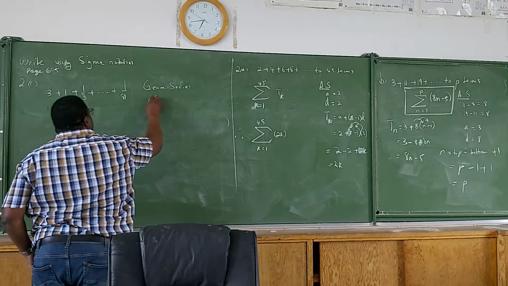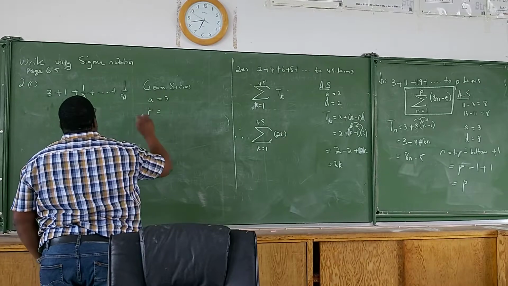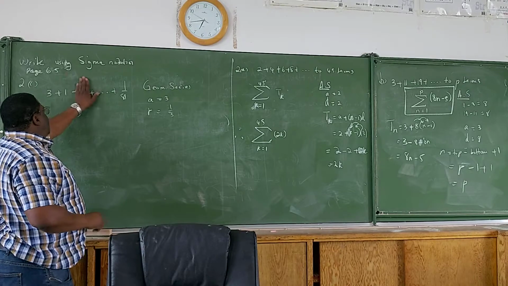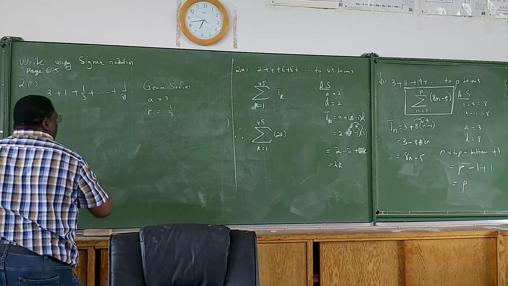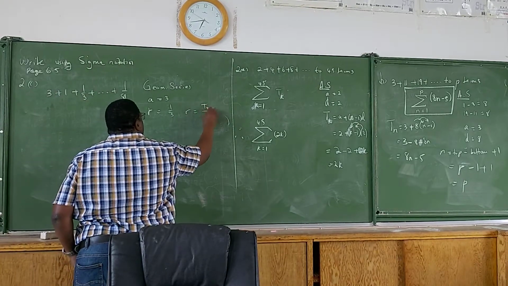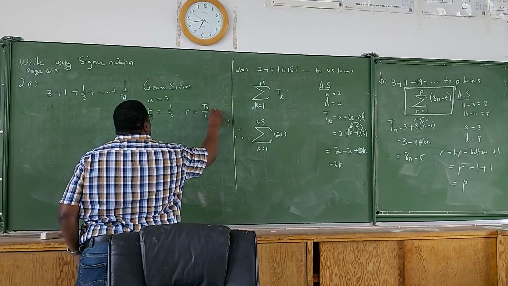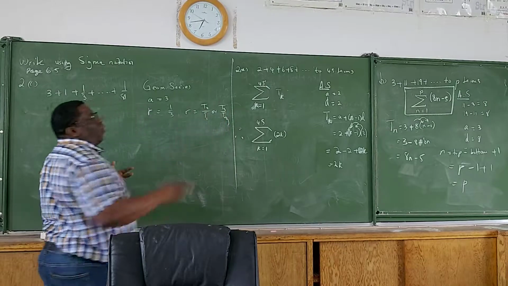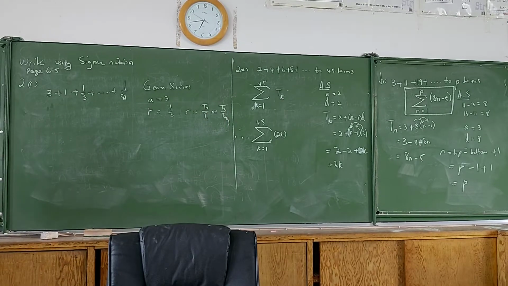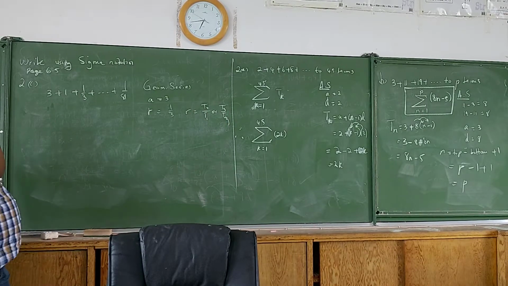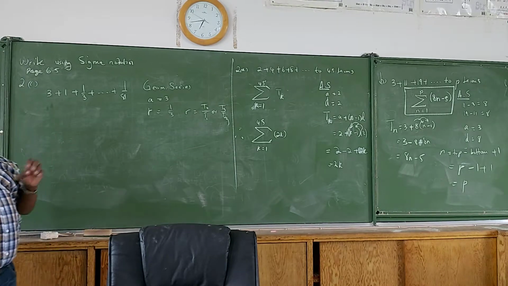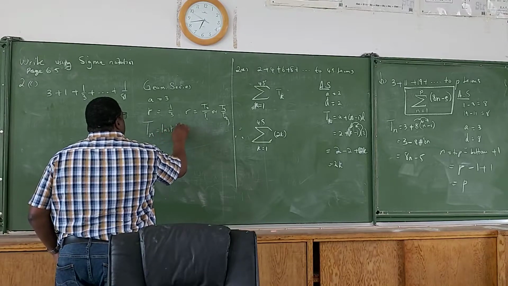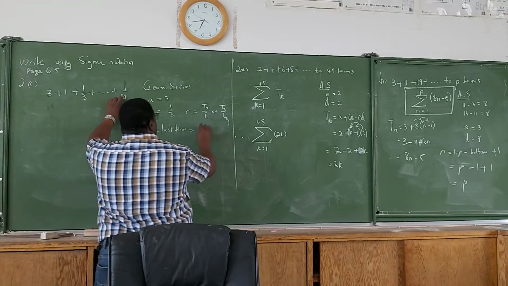First term, 3. Common ratio, 1 divided by 3. The common ratio is always calculated by taking term 2 over term 1, or term 3 over term 2, and so on. So in this case, our common ratio is 1 over 3. Do we know what the last term is?